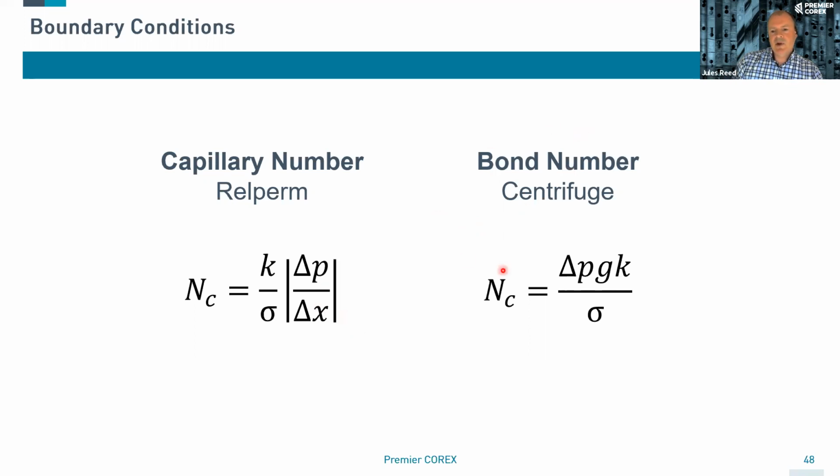That will require understanding bond number, and bond number is a term similar to capillary number in core flooding or in reservoir flooding, but for the forces applied in a centrifuge. So in flooding, we're looking at viscous forces versus the capillary force, which is basically permeability and interfacial tensions. In the centrifuge, we're looking at gravity forces against the capillary pressure and interfacial tension.